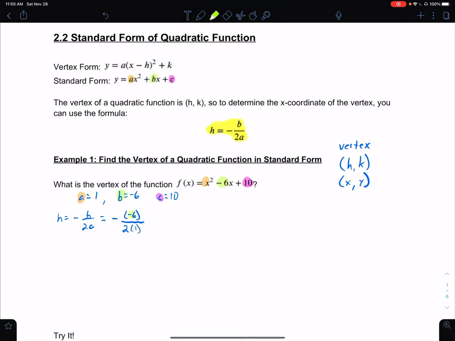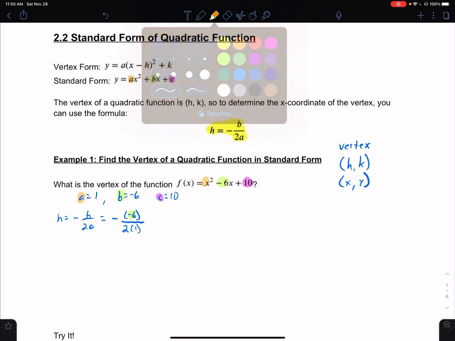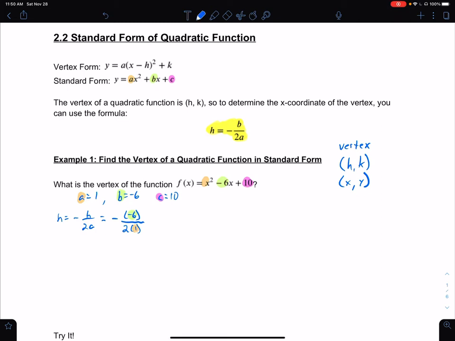So again, just color coordinate some of this so we can keep track. And then we can just simplify that. So we keep going, so we would have negative of -6 over 2. -6 over 2 would be -3, and then the negative of -3 would be 3. So my h value, h is equal to 3, which remember is the x-coordinate for my vertex. So we're going to put a 3 over here.